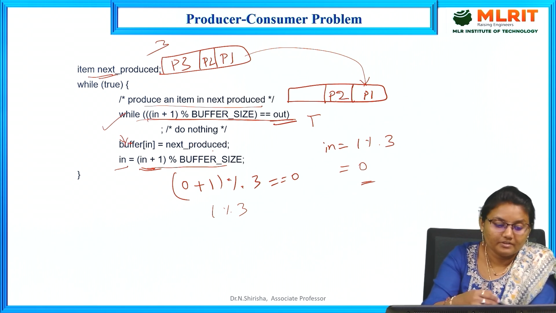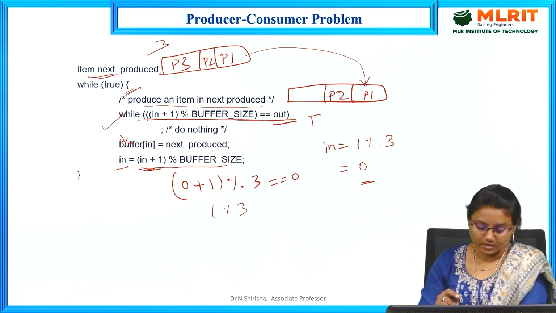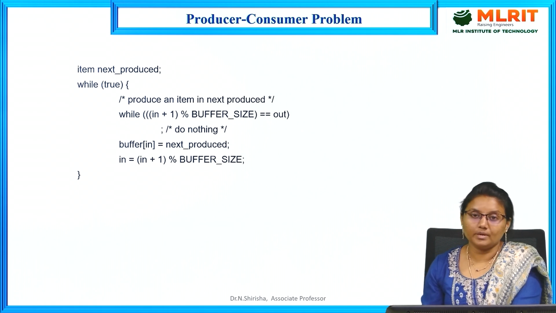So in that way it is producing the item. While true, whenever the condition is true, the process will repeat until all the items in the ready queue are produced into the buffer. This is how the producer can produce an item.